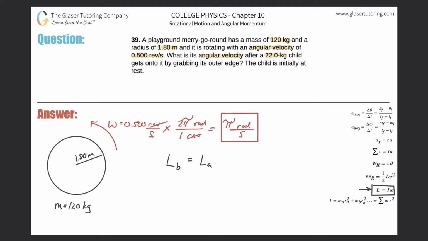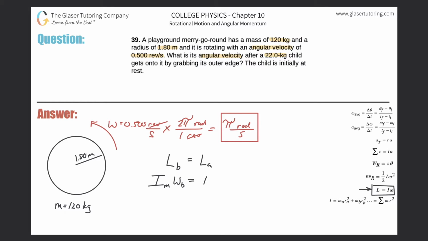So we have to think about the nature of this situation. The merry-go-round has a certain angular momentum before the child is on there. That would be the moment of inertia of the merry-go-round without the child, because the child's not on there before it jumps on, multiplied by the angular velocity before the child jumps on. They basically told that to us already: it's just pi radians per second.